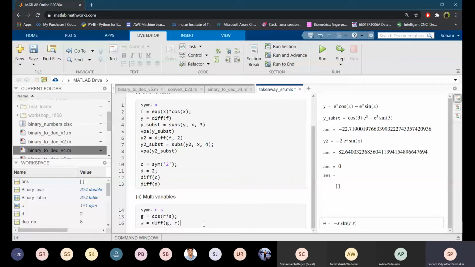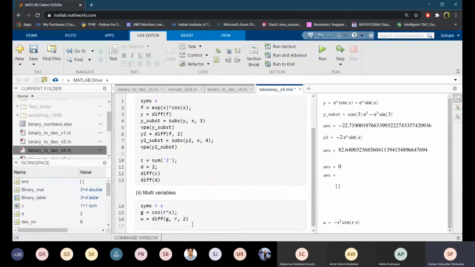If I wanted to double differentiate this, I'll just provide another comma here, comma and 2. 2 stands for second time differentiation, and there is a 1 hidden. That's why I didn't put 1. And so again, a square cos rs. So you can go on about that, and this was like del g by del r. Now let's calculate.